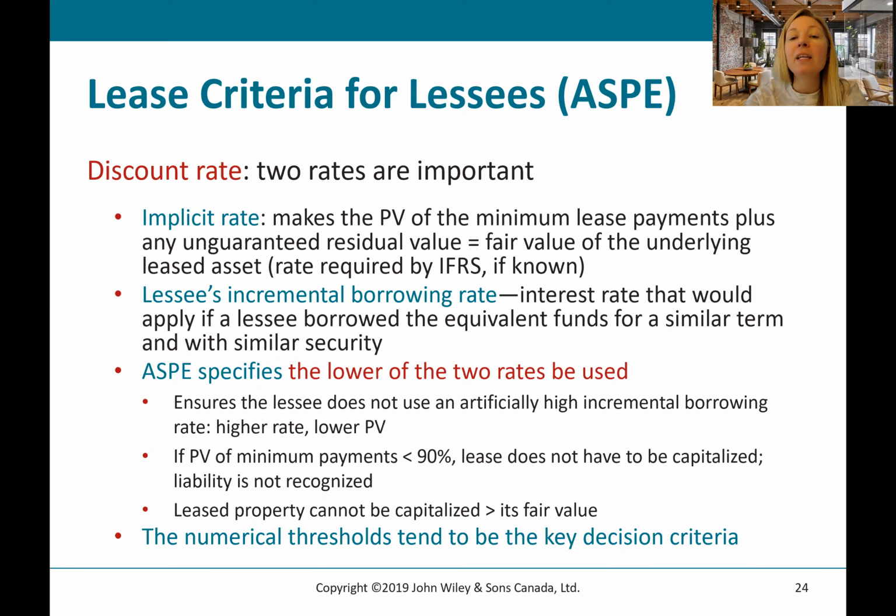However, if the incremental borrowing rate is lower than the implicit rate, you'll have two different present values of lease payments between IFRS and ASPE, because IFRS always requires us to use the implicit rate. Under ASPE, if the present value of minimum payments is less than 90%, then the lease does not have to be capitalized, at least under this step, and the liability is not recognized. So under ASPE, numerical thresholds are a key decision criteria. And we'll talk about how to set up a template for making sure that we've got our ASPE criteria laid out in the tutorial section.